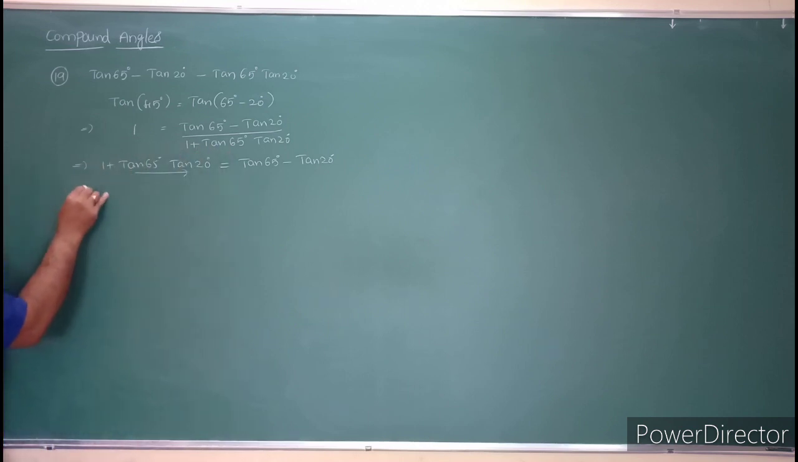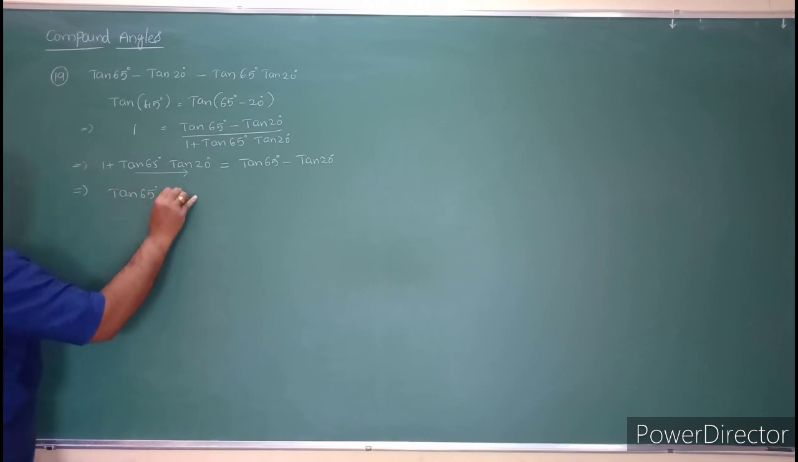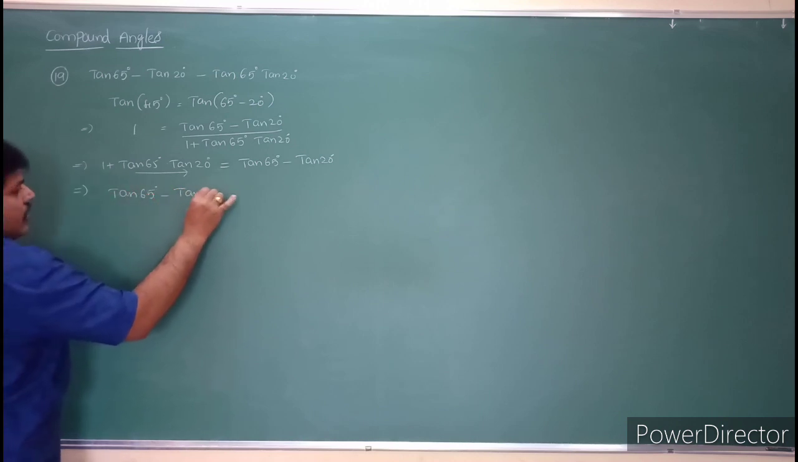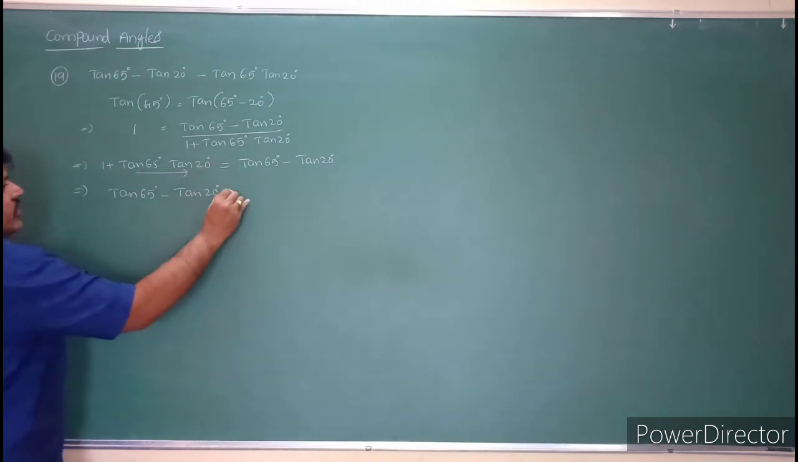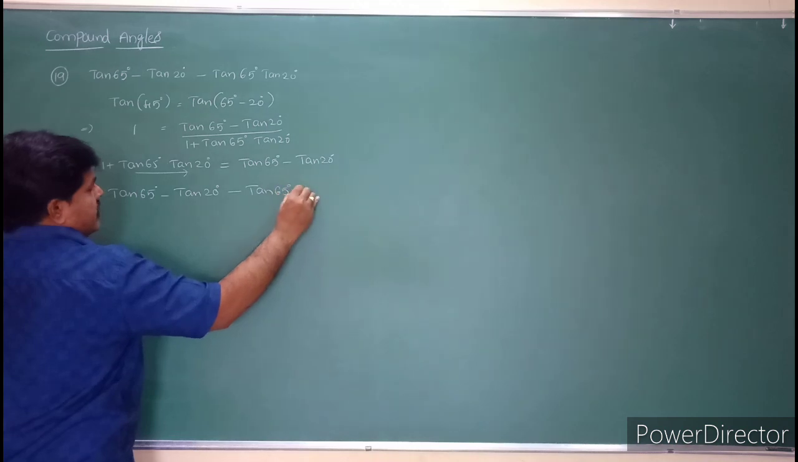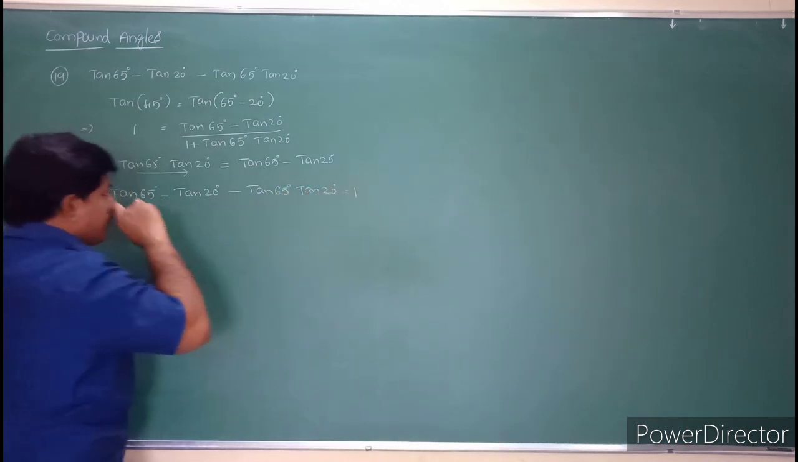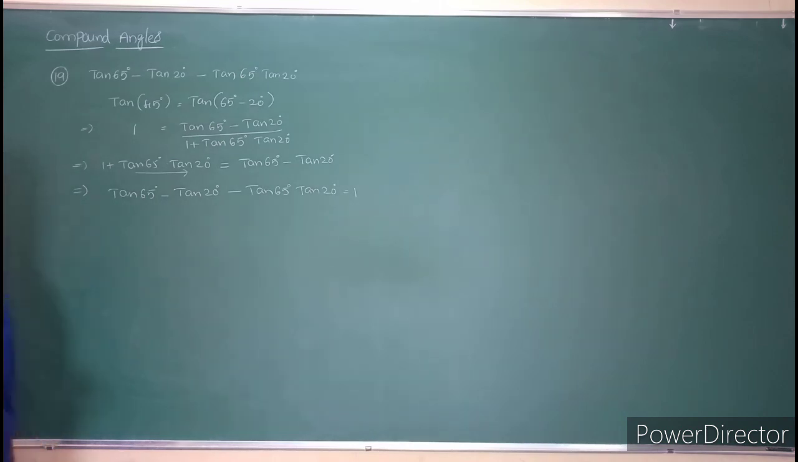So what we will do, students, take this term to that side. So what will it become? That implies tan 65 minus tan 20, take this term to that side, it will become minus tan 65 tan 20, that is equal to 1. Okay, so see that formula, students.